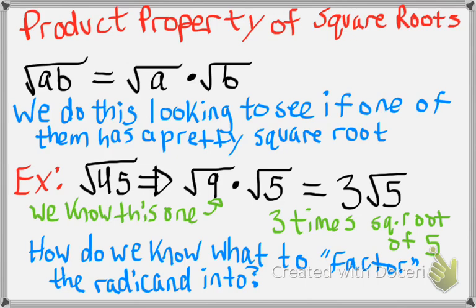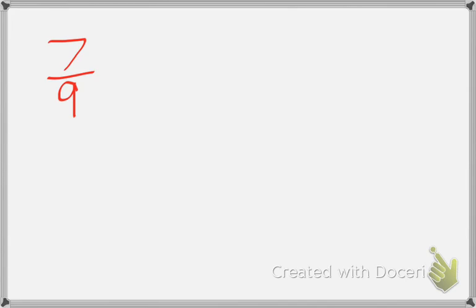Some of you might be thinking right about now, why? Why bother? Why simplify radicals? And the rationale behind simplifying radicals is very, very similar to fractions. Quick side tangent to give you kind of a reasoning why. Let's think of 7/9, for example.